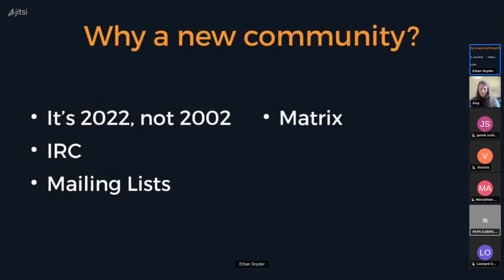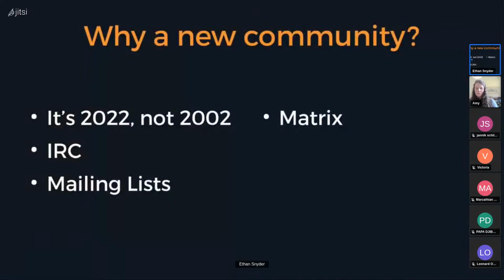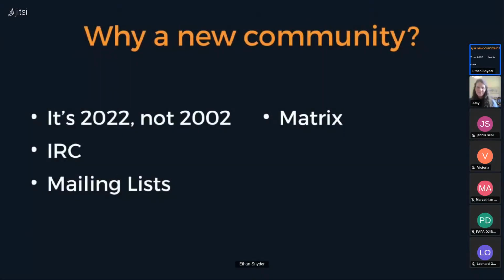I'm getting some feedback. No, it's all right. I'm muted. Matrix has a lot of features and bells and whistles that IRC doesn't. But for one thing, QGIS doesn't maintain the Matrix server, that's maintained by OSGeo.